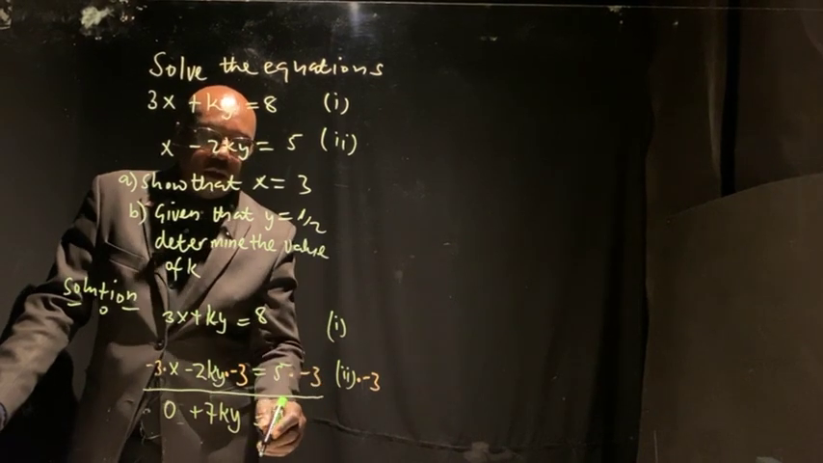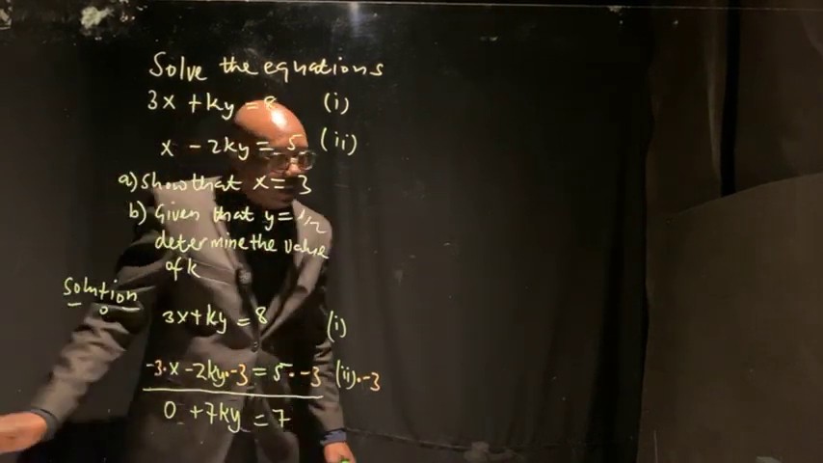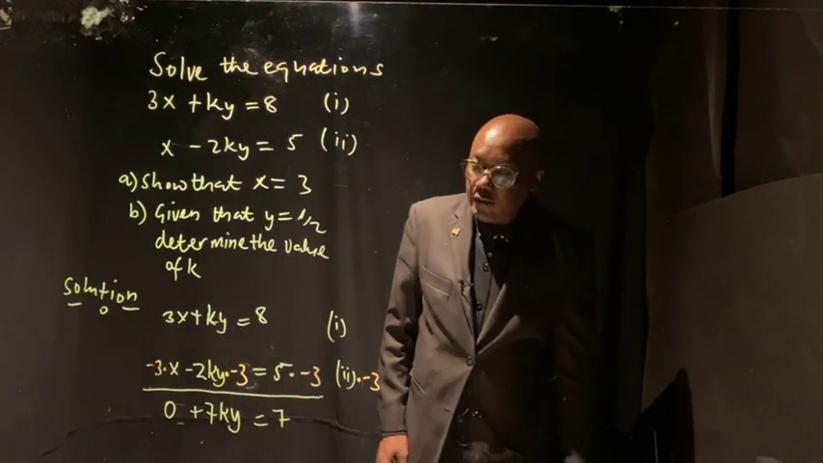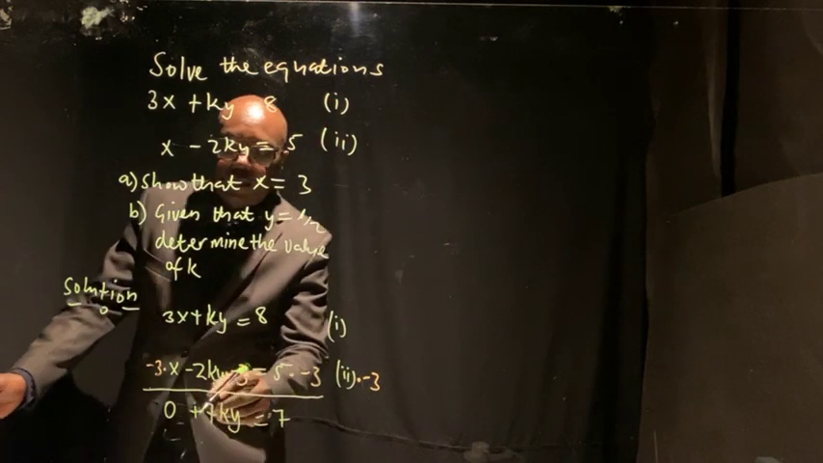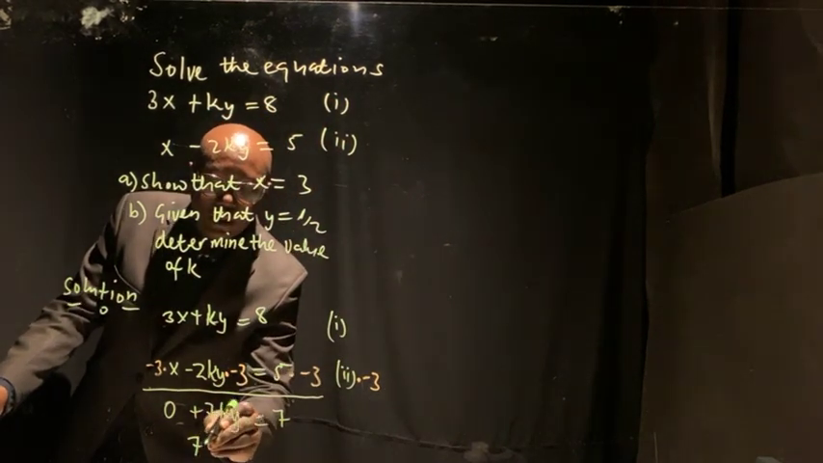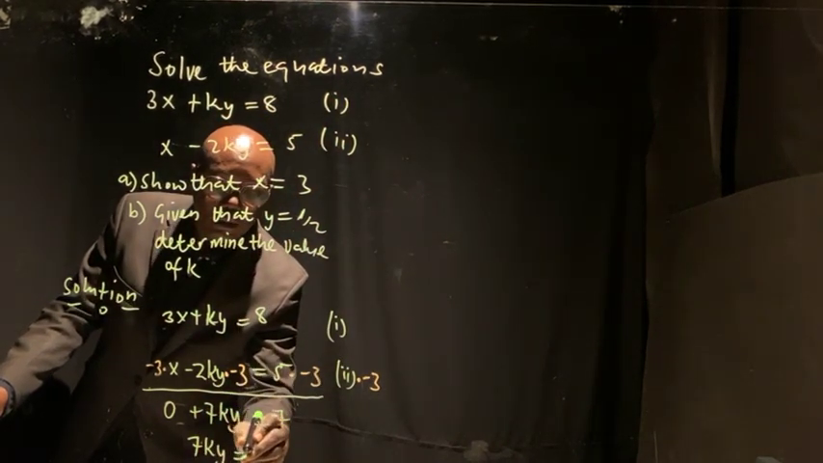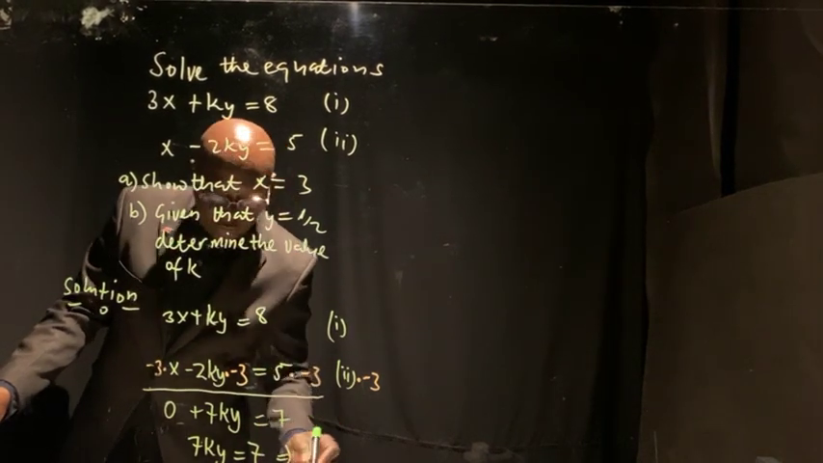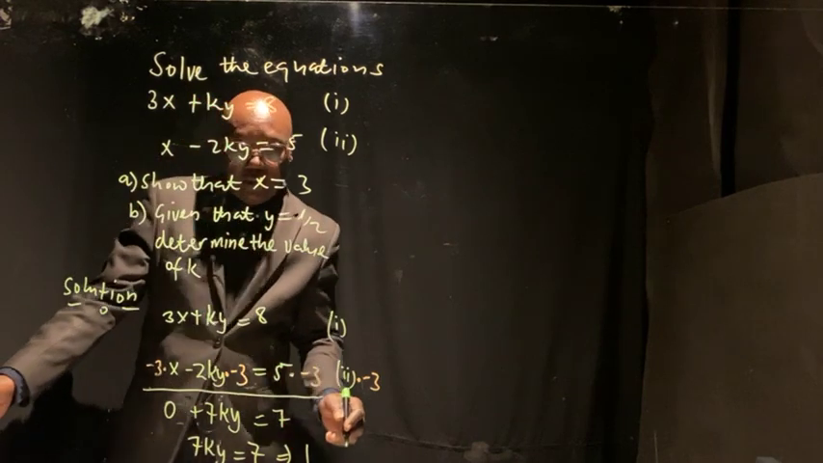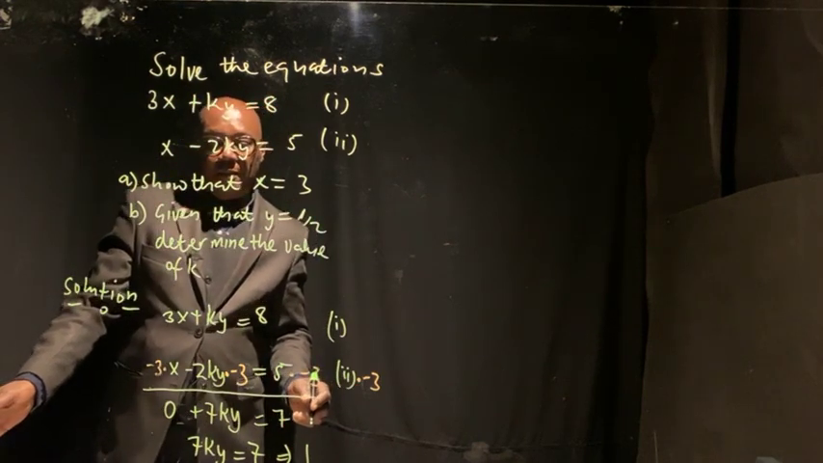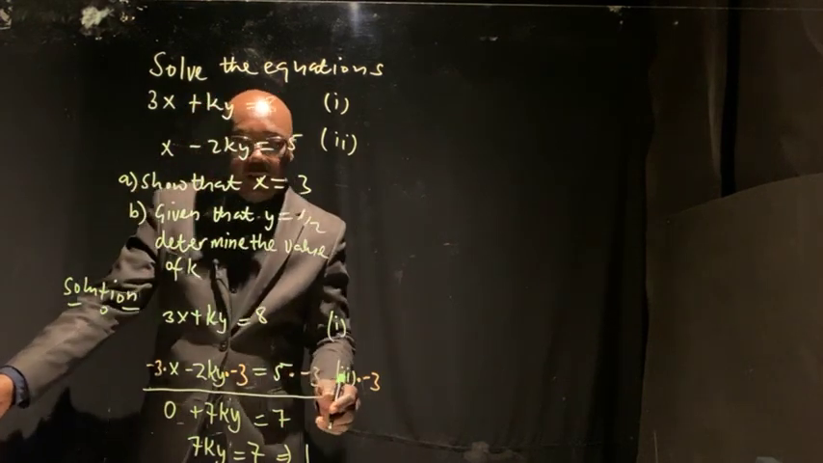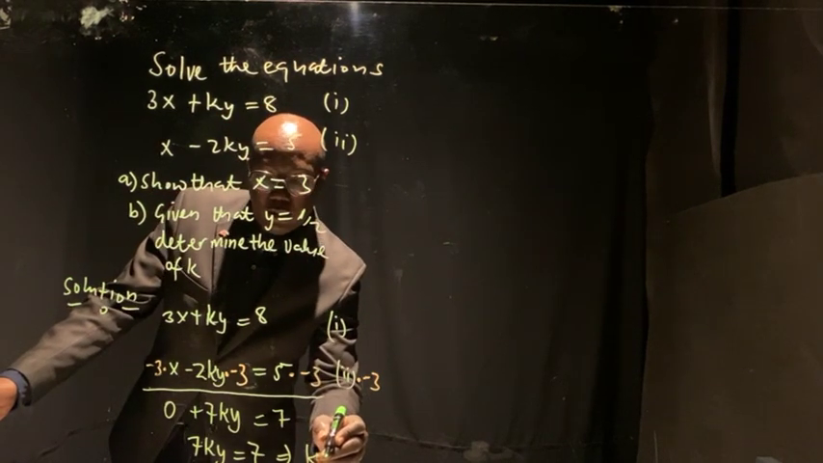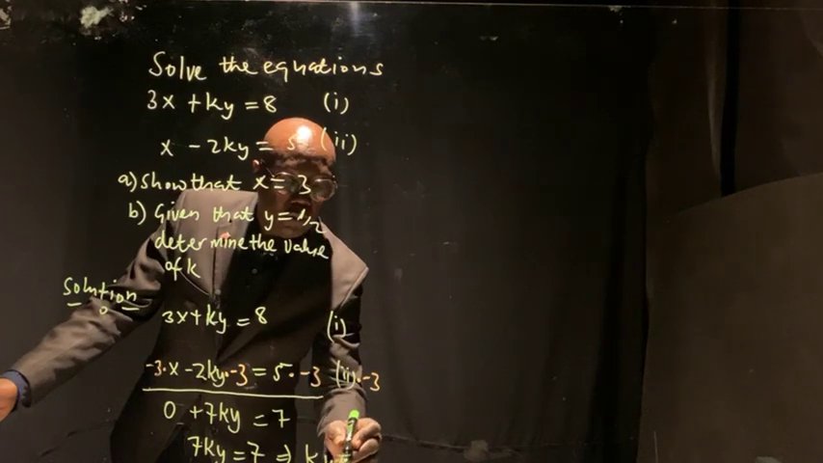So you can see that. Is there any space over there that we can continue? Definitely there is one. So you can see that we have here 7ky equals 7, which indicates that ky equals 1.